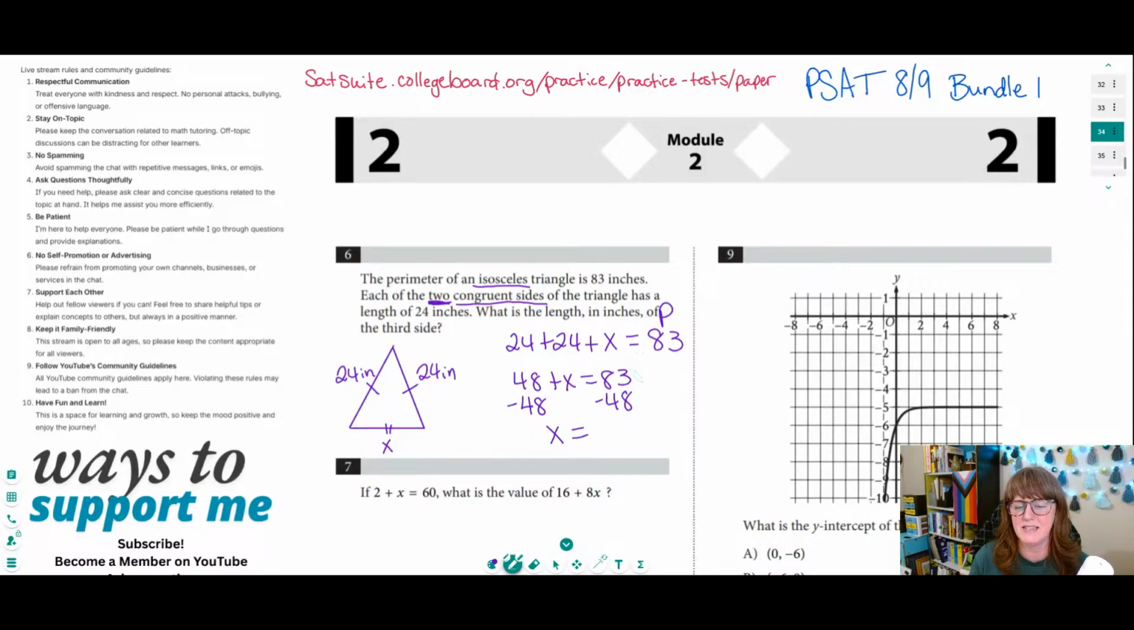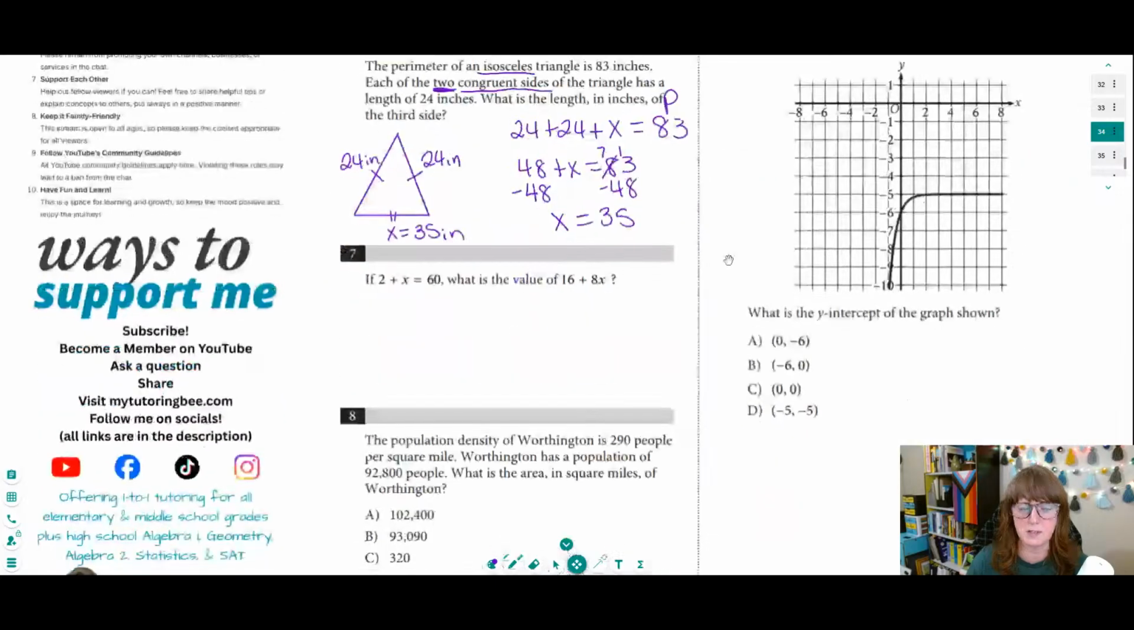So then X equals, and then what do we have here? We have 35. So our missing side length is 35 inches. There's no multiple choice on this one, so this is one where you would just have to type in your answer.